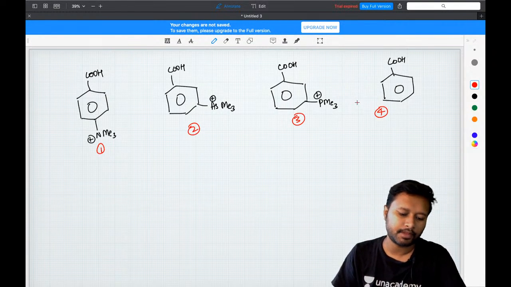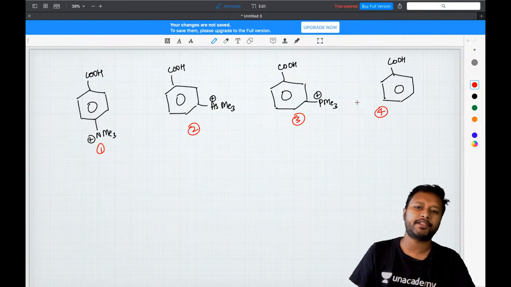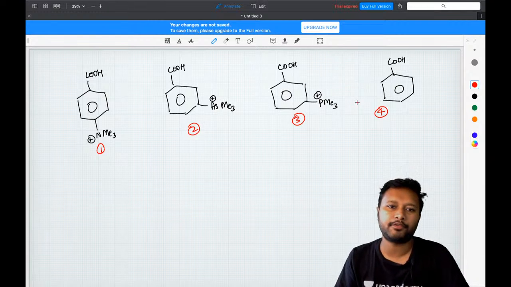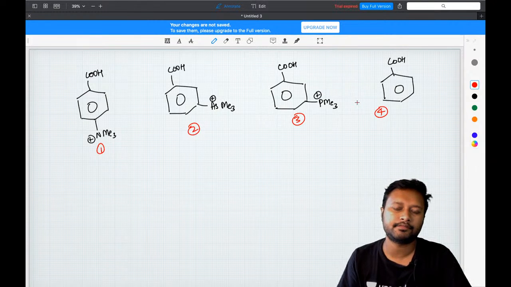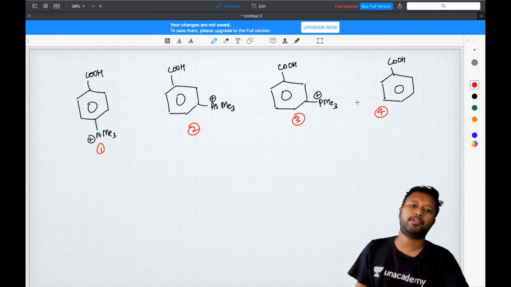Devulu is saying option A. Anybody else? Just try it. You have to arrange them in the order of acidity. Okay, you have to arrange in the order of acidity. So which concept do you have to apply?